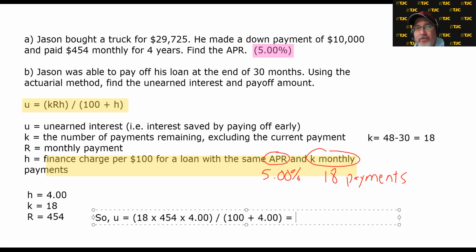Come on, show the phone. Show the phone. Whatever. $314.31.